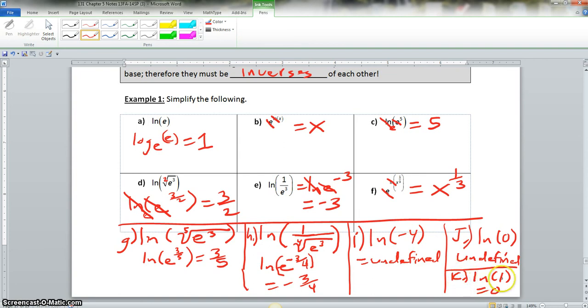So here we come to k. Now with k, we had a natural log of 1. Now remember, it's assumed to be an e as a base. We know e to the 0 power will give us 1. So our answer here is 0.